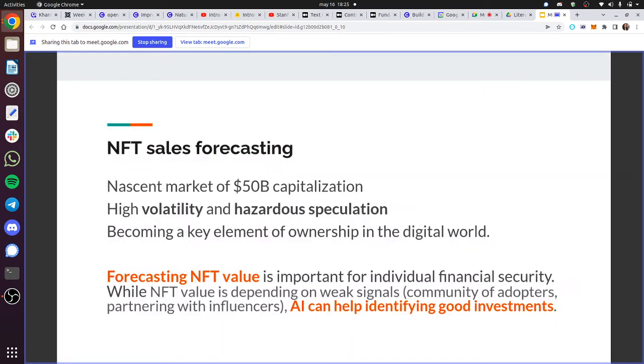So a few words about NFT sales forecasting. It's a nascent market of 50 billion capitalization in US dollars. It has a high volatility and hazardous speculation, but it's becoming a key element of ownership in the digital world. So forecasting NFT value is important for individual financial security. And while NFT value depends on weak signals like community of adopters, partnering with influencers, we consider that AI can help identify good investments.